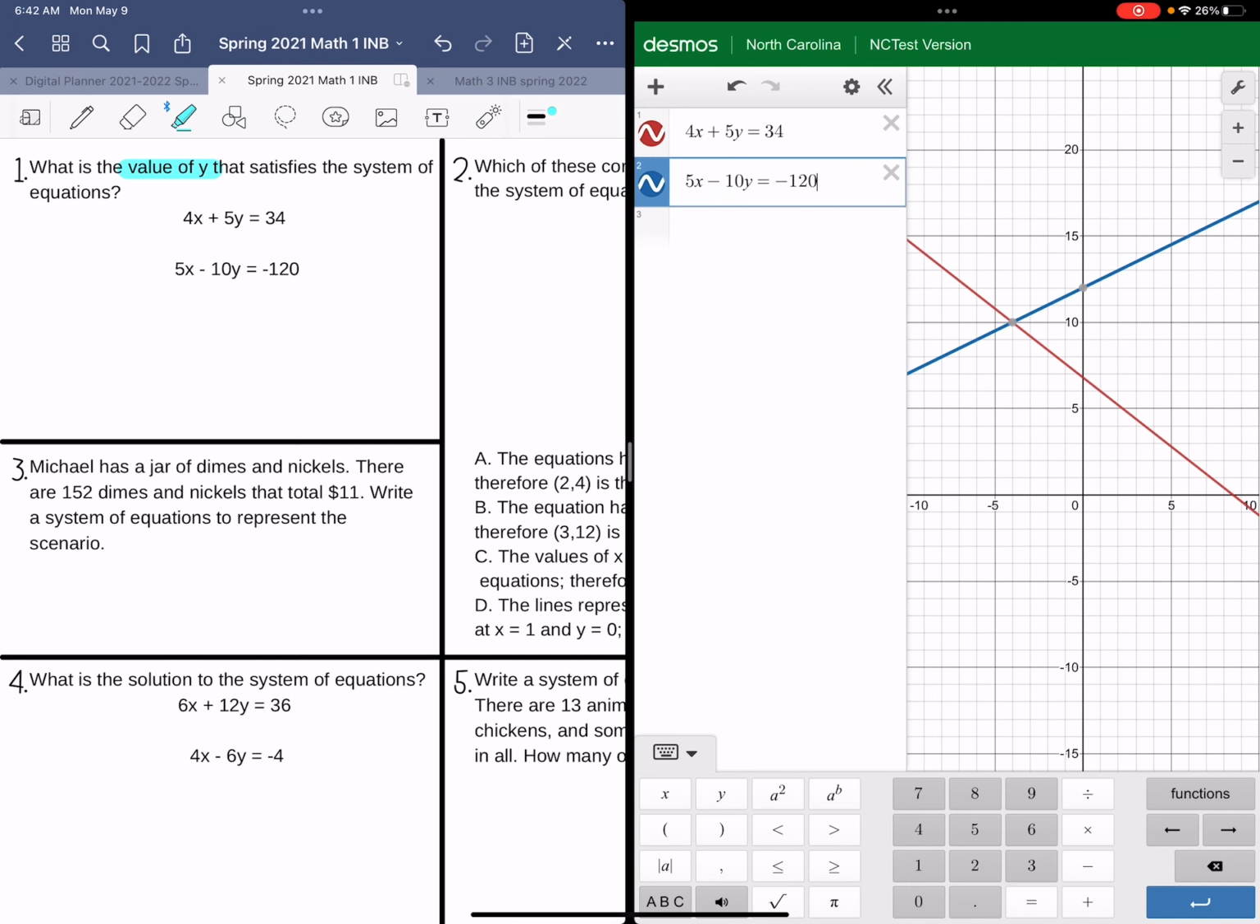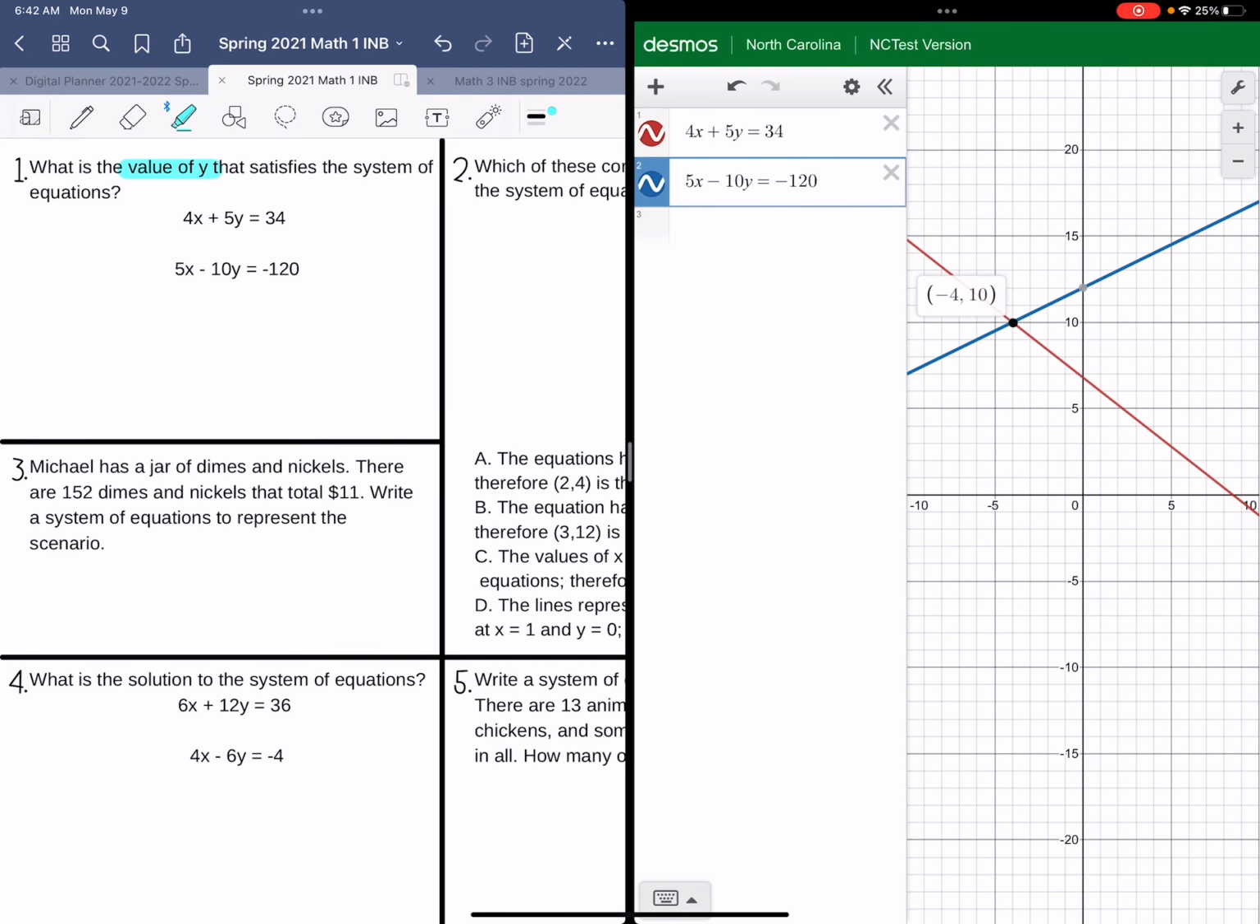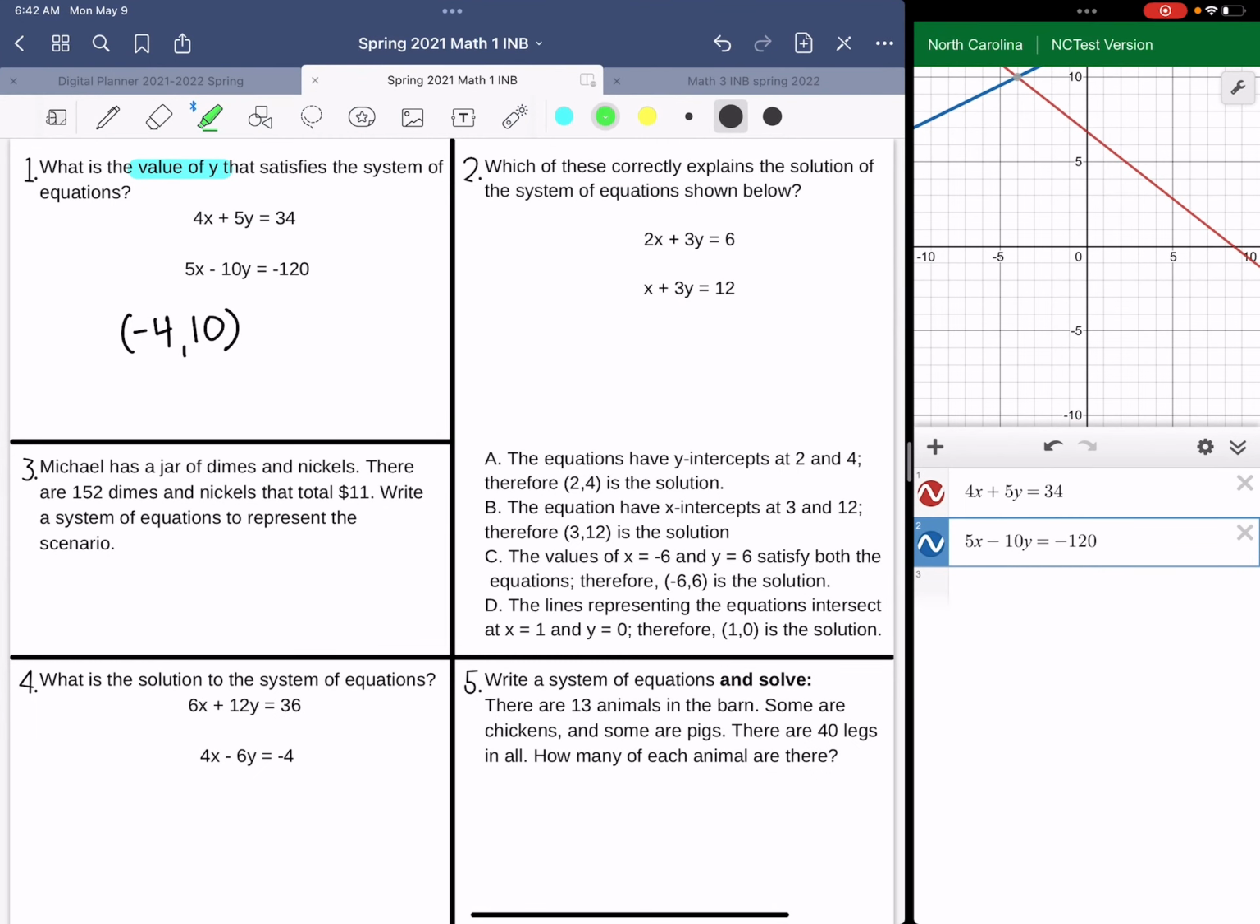Now, looking at this, we're looking at the intersection. So the intersection that we have is going to be negative 4 and 10, but the problem said that they wanted the y value. So if we're looking for the y value, of course, then our final answer is going to be 10.